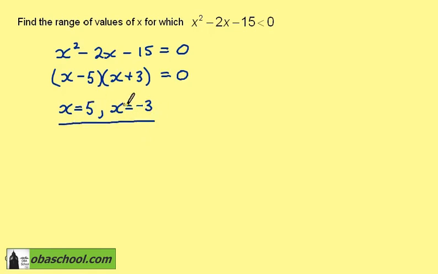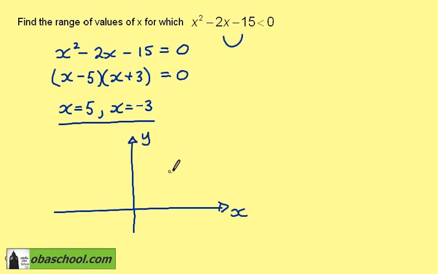We want to sketch the inequality, and we can see the coefficient of x squared is a positive number. We know this means the curve is a happy curve. So if we draw some axes, we know that the curve cuts at minus 3 and at 5 and is happy in shape, so it's U-shaped, like so.